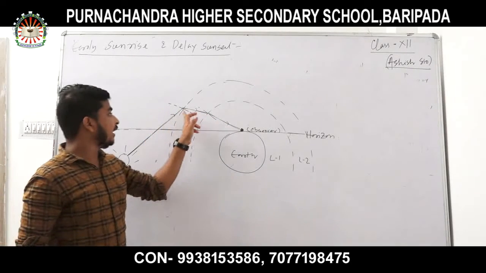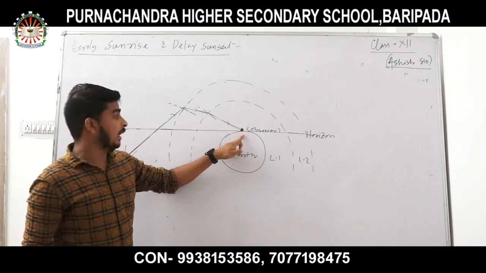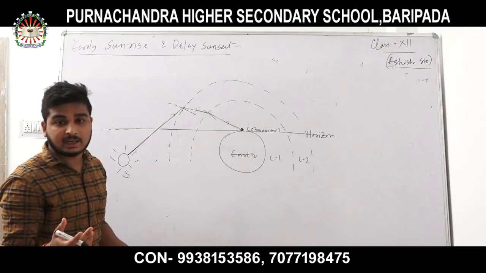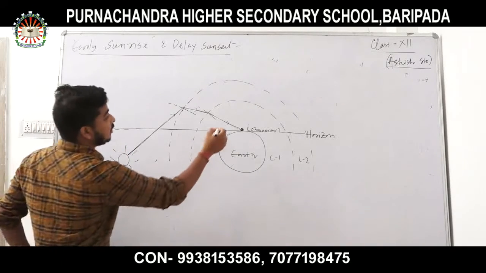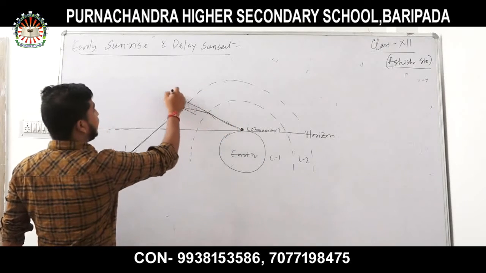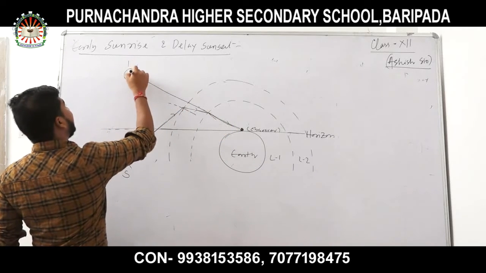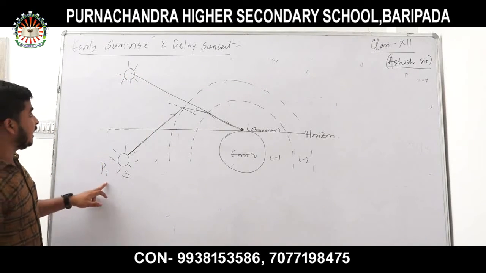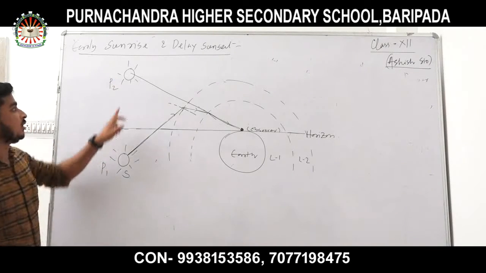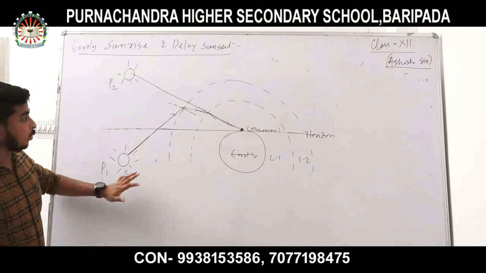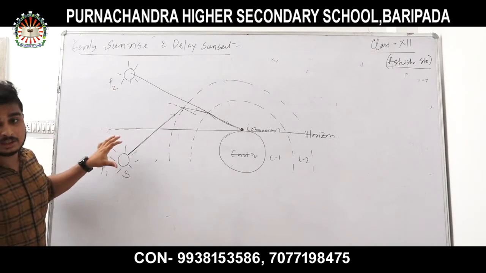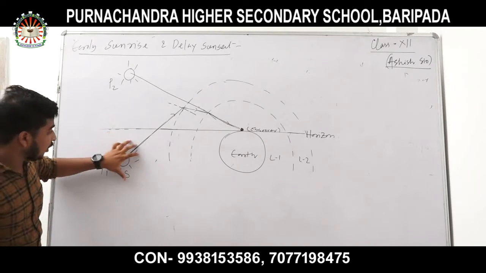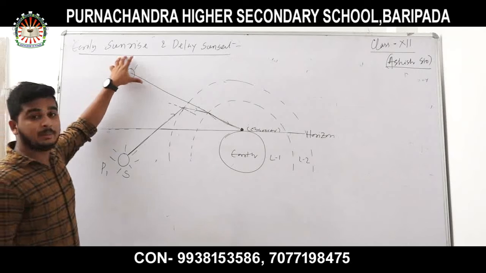And the ray of light enters the eye of the observer, and I have already told you the human brain has the tendency to trace the path of light. So I will trace the path of light like this and see the position of the sun is here. The original position is P1, but I will see the position of the sun here at point P2. We see the image, not the object. We do not see the original sun. We see the image of the sun.